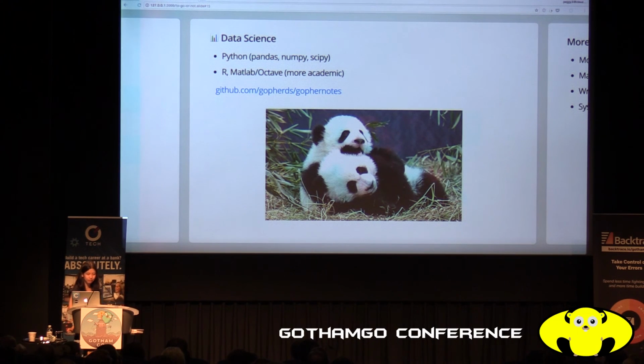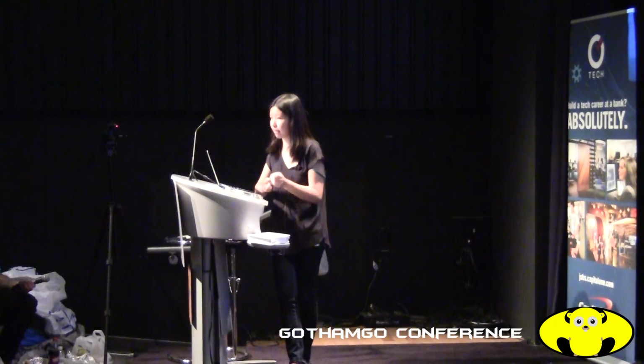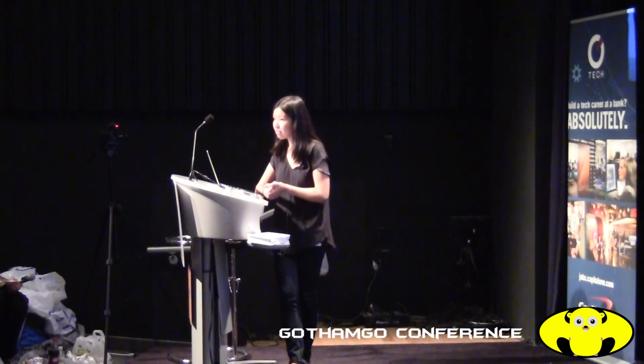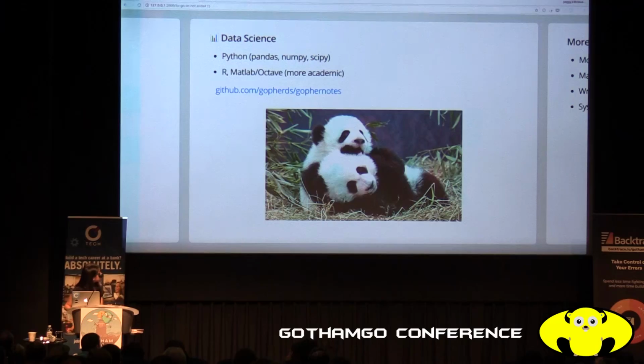Within data science, Python and I believe R are the leading standards in the industry. Python is popular, according to a friend I know who works in data analysis, because of libraries like pandas and NumPy and SciPy. The Python community has spent many years growing its ecosystem around data science. And even though efforts like GopherNotes by I think Daniel Whitenack have really led Go to grow in this area, we still have a lot more area to grow.